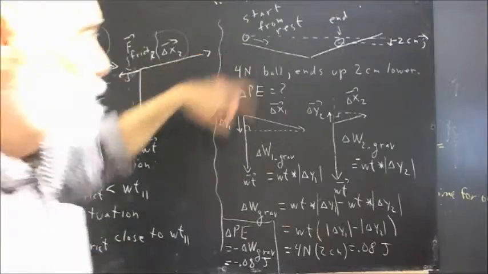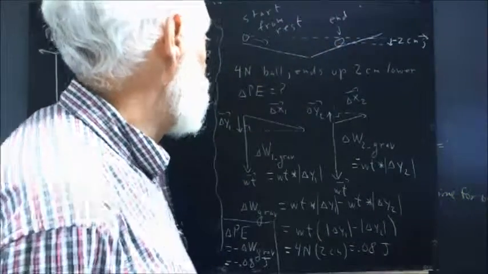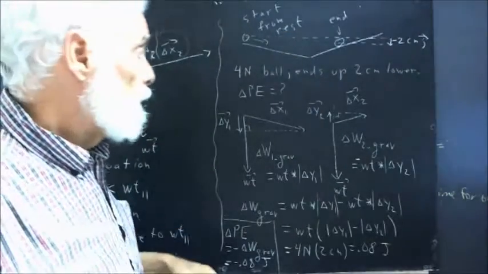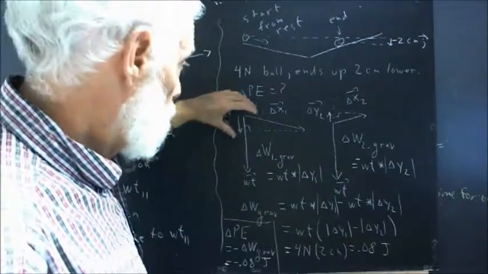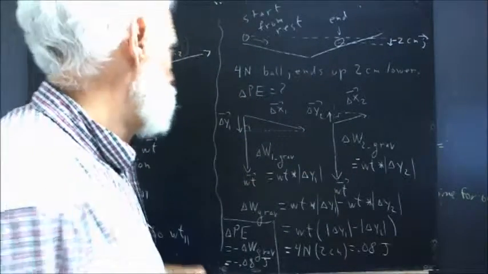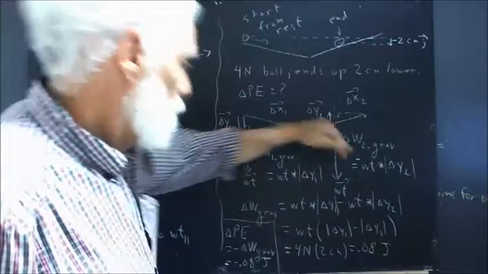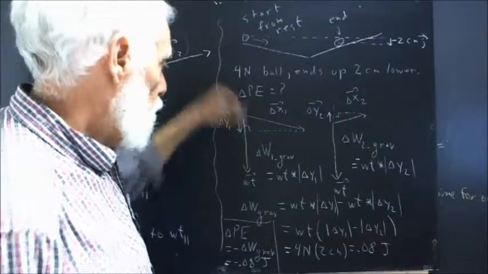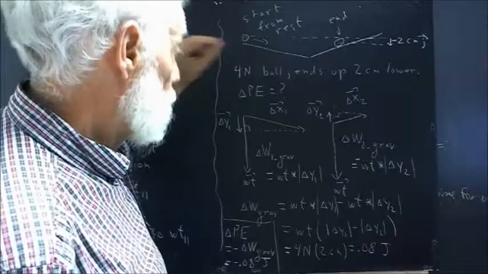Now, on the next problem, where the ball starts from rest and ends up 2 centimeters lower, of course, we can do this using mgy, but that's not what we want to do. We want to do a little more than just use a formula. We want to build insight, and the insight is built by understanding how the weight vector and the displacement vector articulate in order to give you the result.